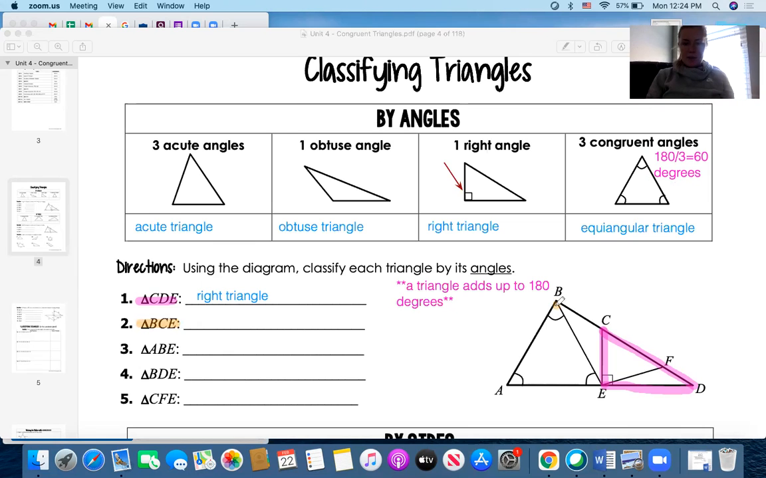So then we have BCE right here. And what kind of angle would this be? BCE. That's perfect. It's obtuse. Great job.